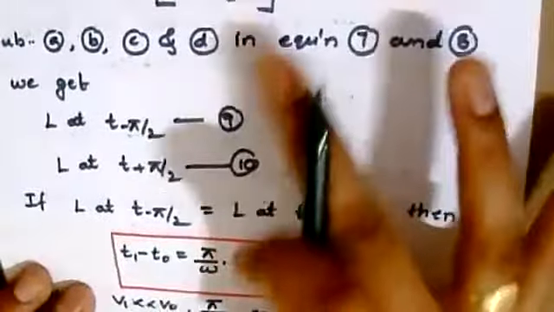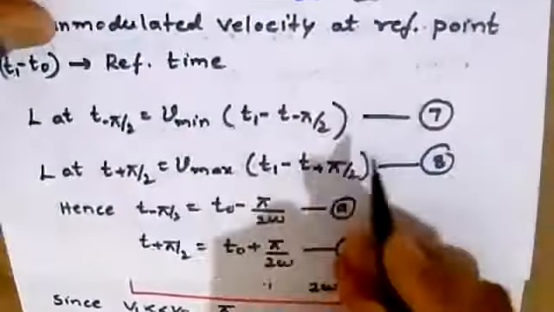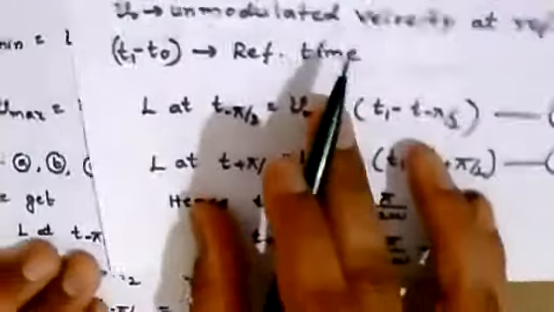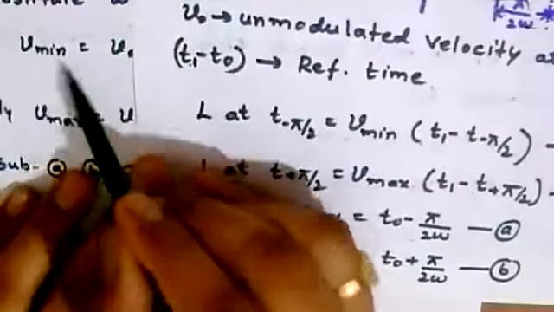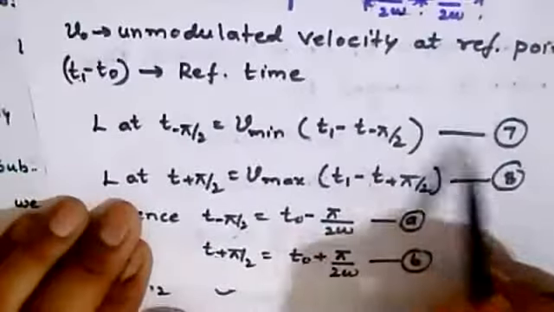It's very simple. This is the last page to complete the derivation. See how easy it can be done. These A, B, C, D will be substituted in equations 7 and 8. In equations 7 and 8, we are substituting the values of V minimum and V maximum, whatever we have recorded. So these two values are substituted in equations 7 and 8.